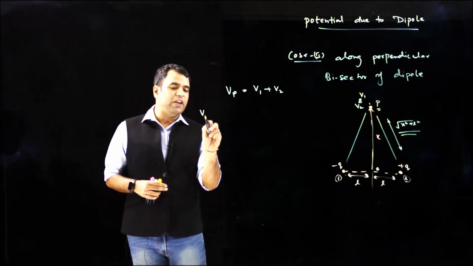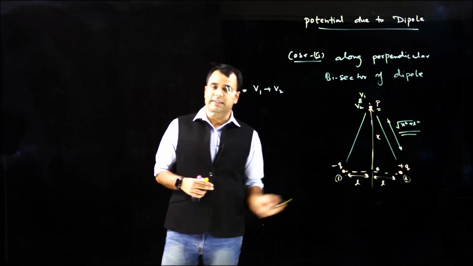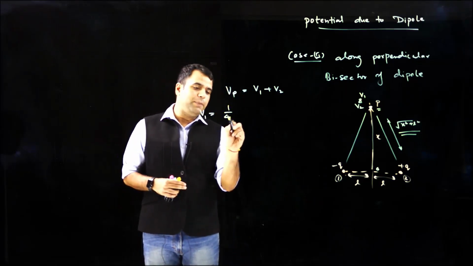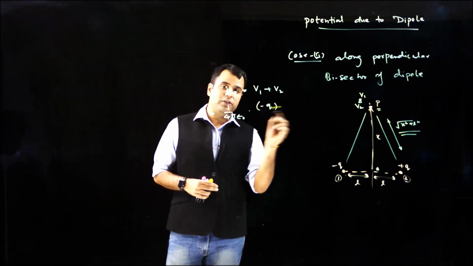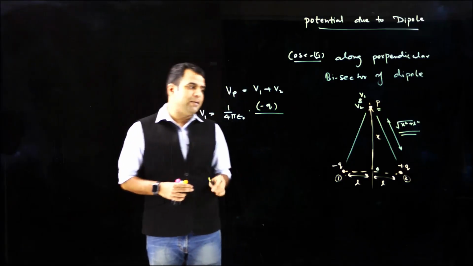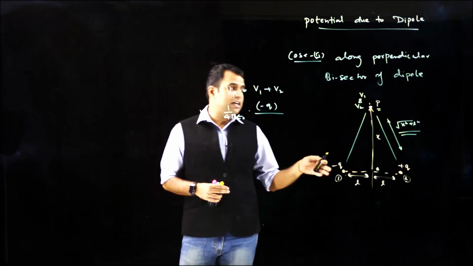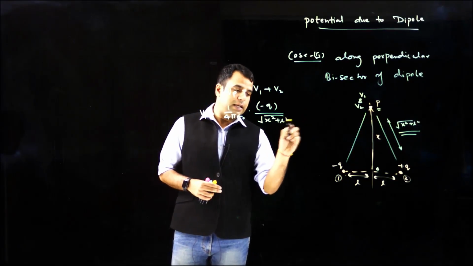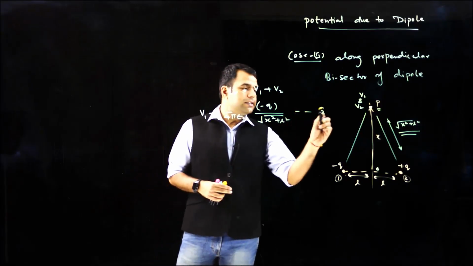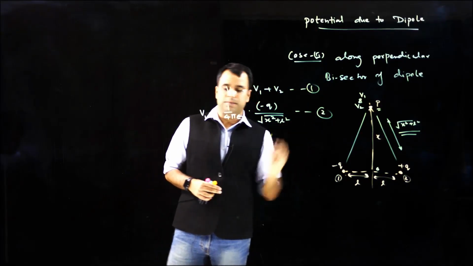So I'll calculate V1. If I calculate V1, this is the potential. The value of V1 will be 1 upon 4 pi epsilon naught times minus q, because the charge is negative, divided by the distance of the charge with respect to point P, and that is under root of x square plus L square. This is equation 2, this is my equation 1.